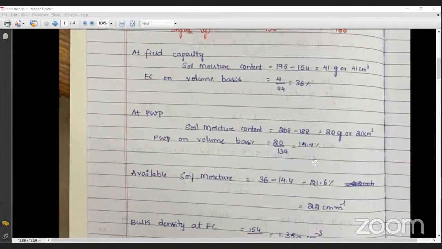Here, no conversion is required because available soil moisture will be expressed in percentage only. That means you need these units in percentage only. There is no requirement to divide by 100 or something like that, because some students think that if it is given in percentage, then we have to divide it by 100. Then for 14.4 percentage also we have to divide it by 100? No, it is not required.